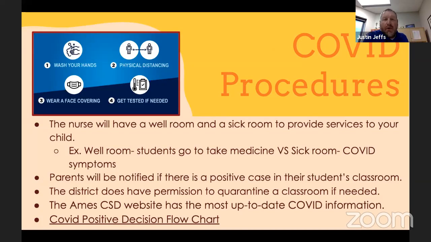The nurse will have a well room and a sick room to provide services to your child. So this year, on a traditional year, we just have one nurse's room, but this year we know we need to have two. And so we'll have a well room and a sick room in the building, and they'll be up towards the front. Example, a well room, students go to take medicine, versus sick room if we suspect COVID symptoms. So we will ensure that we keep those students separated.